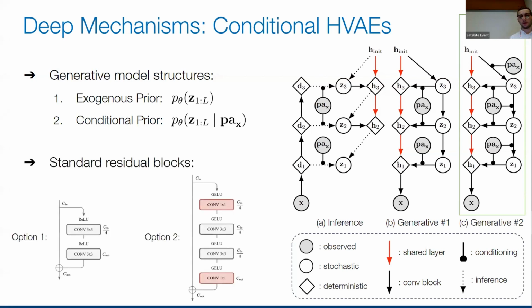And in terms of how you actually put these networks together, you can use standard residual building blocks. You can have a UNet if you like. We explored these two options. One is a bit more lightweight, option 1, and option 2 is an inverted version, which scales a bit more poorly, but performs pretty well.